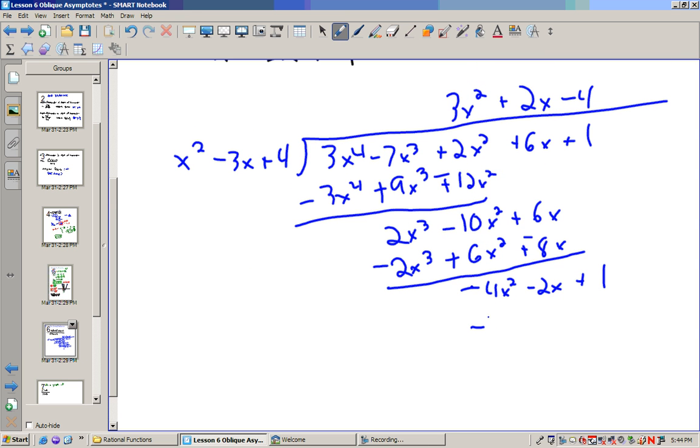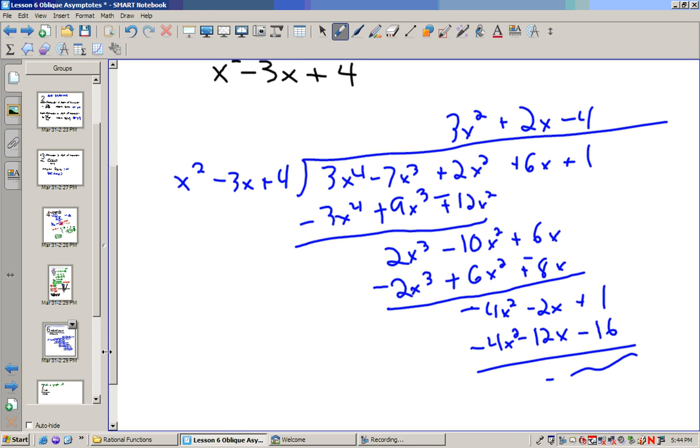And so we have negative 4x squared minus 12x minus 16. Now we could figure this out, but really it doesn't matter, because what I'm putting over here isn't going to be affected, because the limit as that goes to positive infinity is just going to be that quotient of 3x squared plus 2x minus 4.